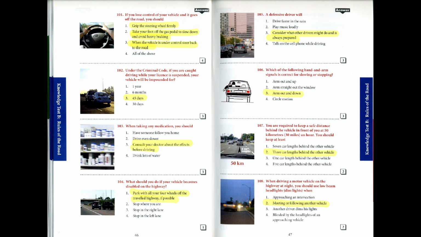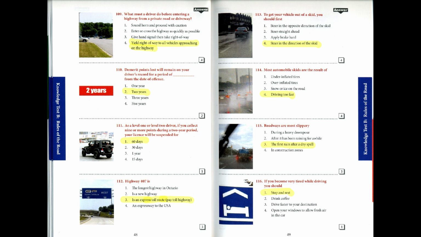Number 108. When driving a motor vehicle on the highway at night, you should use low beam headlights, dim lights, when meeting or following another vehicle. Number 109. What must a driver do before entering a highway from a private road or driveway? Yield right of way to all vehicles approaching on the highway. Number 110. Demerit points lost will remain on your record for a period of 2 years from the date of offense. Number 111. As a Level 1 or Level 2 driver, if you collect 9 or more points during a 2-year period, your license will be suspended for 60 days.